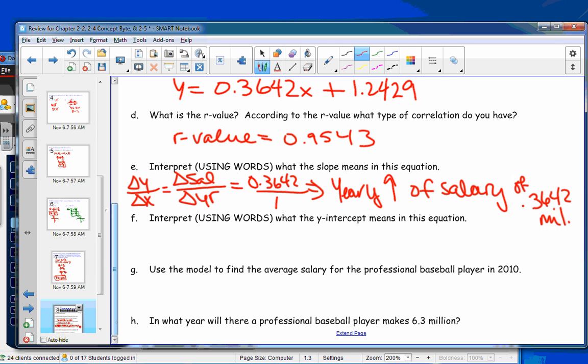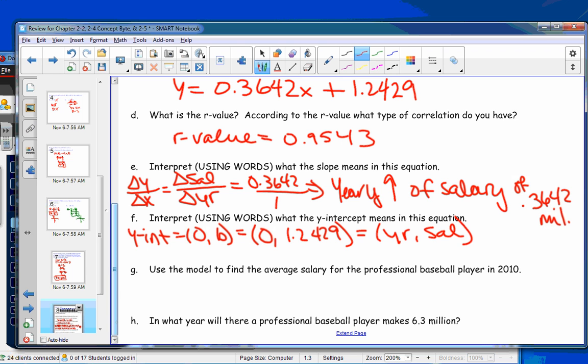Okay, what about my y-intercept? My y-intercept is the point 0, b, which is going to be the point 0, 1.2429. What's x represent here? Year. What's y represent? Salary. So in your head, you need to be thinking year and salary. So this says in year 0, what's 0 represent? So in year 2000, the salary was how much? 1.2 million, right? 1.24 million. Yes? Do we understand that?